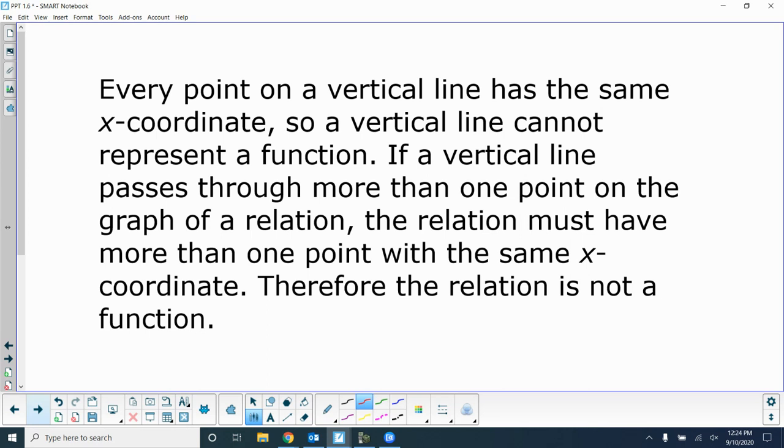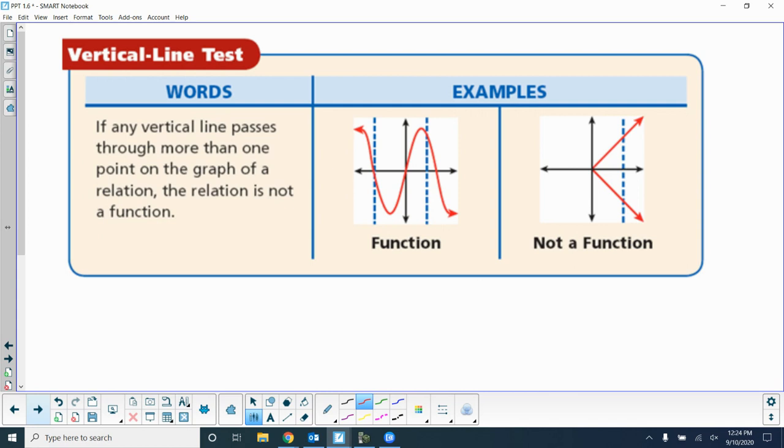What are these called? A vertical line, right? And if the vertical line hits the graph 2 or more times, you're going to say what? Is it a function or is it not a function? Not a function. If it only hits once, it would be a function. Okay, that's called the vertical line test. Okay, that's what this is saying.